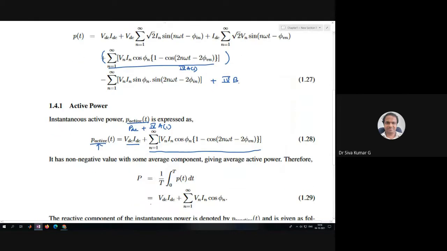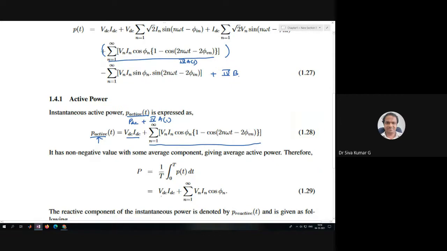The active power is VDC IDC plus the summation of n equal to 1 to n of Vn In cos phi n. That is, V1 I1 cos phi 1 plus V2 I2 cos phi 2, and maybe if we have a third harmonic, V3 I3 cos phi 3. This sort of equation is the active power.